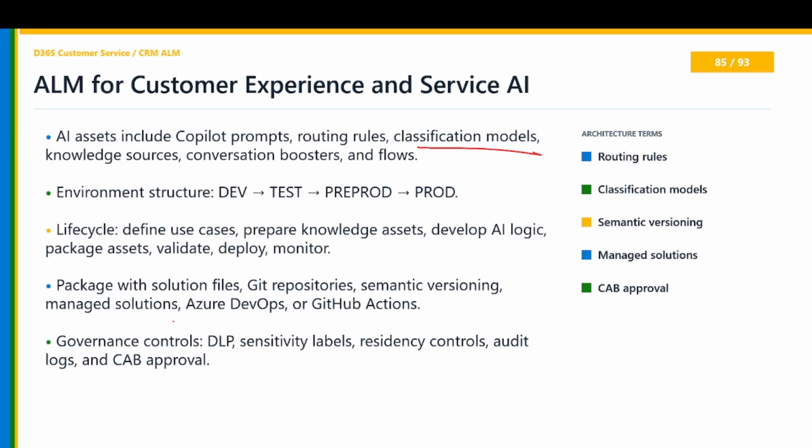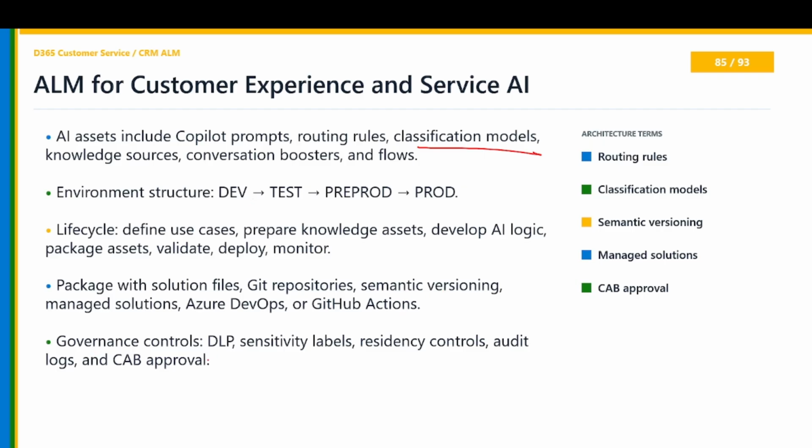So for deployment, you can use Azure DevOps or GitHub Actions if you build a custom model. Okay, so make sure your semantic index or RAG database are also properly versioned. Make sure your prompt here is also versioned.